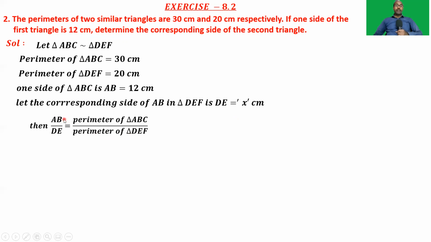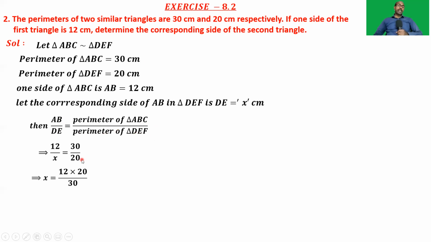So then we have, as triangle ABC is similar to triangle DEF, the ratio of perimeters of the similar triangles is equal to ratio of corresponding sides of the given triangles. So that AB/DE is equal to perimeter of triangle ABC/perimeter of triangle DEF. Now substitute the values of AB, DE, as well as perimeter of triangle ABC and perimeter of triangle DEF in this equation. So from that we get AB is equal to 12, DE is equal to X, which we have to find, and perimeter of triangle ABC is 30, and perimeter of triangle DEF is 20.